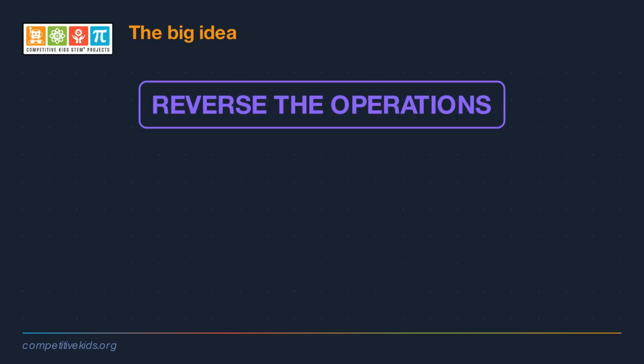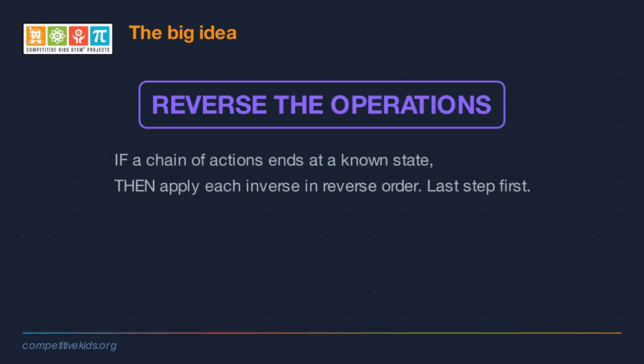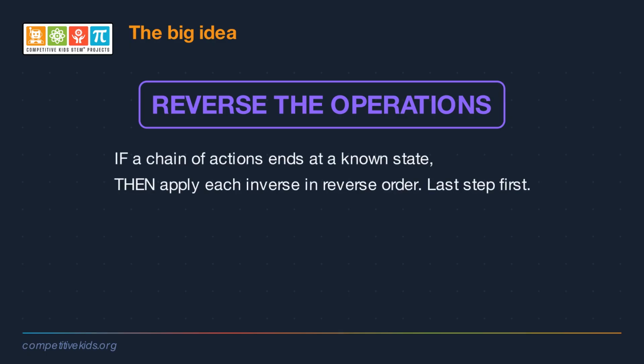This is the reverse the operations rule. If a chain of actions ends at a known state, then apply each inverse in reverse order. Last step first. Look for the words: what did it start as? With a chain of steps and a known finish. That is when this rule applies.